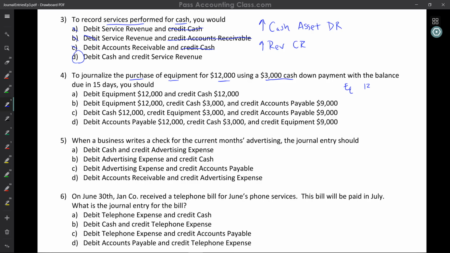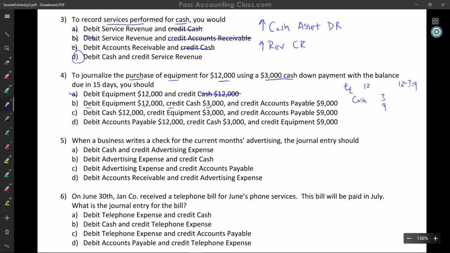To decrease the balance of an asset, we are going to credit it. So cash, that's $3,000. So we owe the rest, and the rest is going to be the 12 minus the 3 equals 9. So that means we need to credit some type of an account for $9,000. So based on this information, I know A is incorrect because we didn't pay cash at $12,000. And B is going to be our answer because we debit equipment for the $12,000. That's correct. We credit our cash for the $3,000.